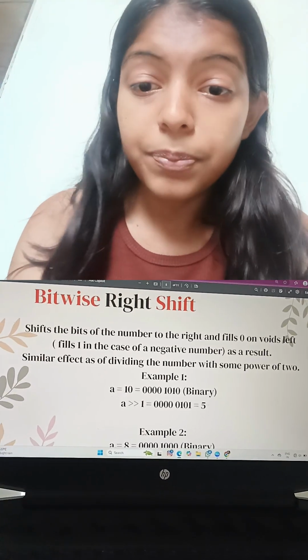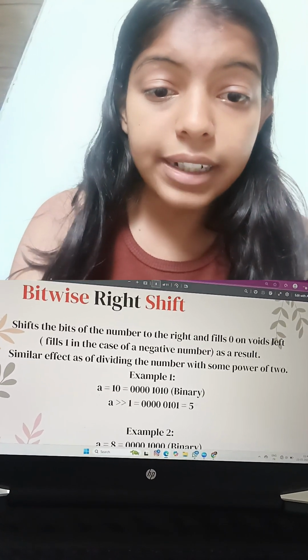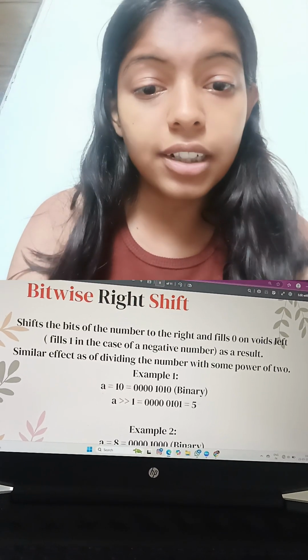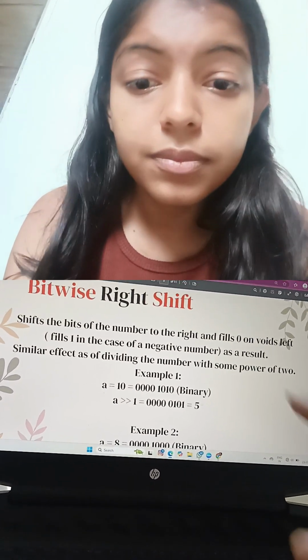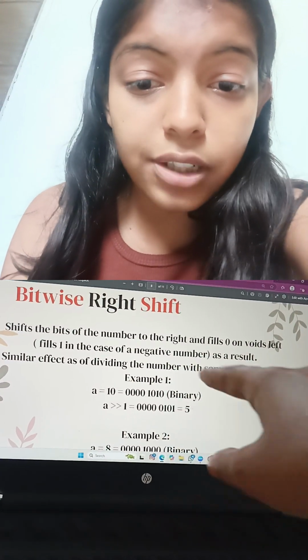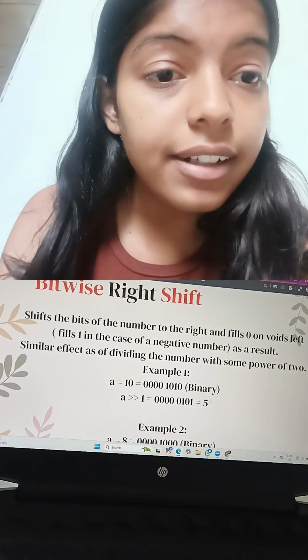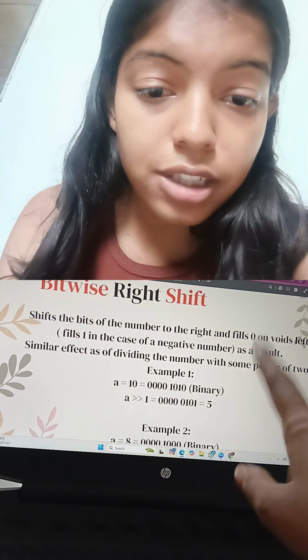Here's the right shift. It shifts the bits of the number to the right and fills the void on the left with 0. As a result, it has a similar effect to dividing the number by some power of 2. As we take the example, A is equal to 10. After converting into binary, we perform the right shift operation, and then it gives us the result as 5.